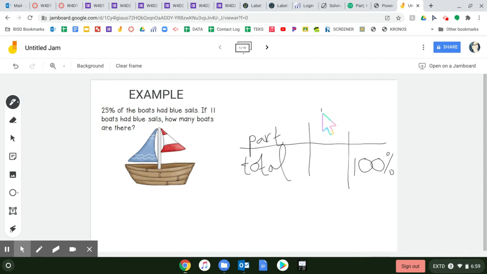So usually right here is going to be your part and total of the actual numbers. And then in this section of the proportion, it's really going to be your percentages. So I'm actually going to put a percentage sign right here, just so we know that's where the part of the percentage goes. The total percentage is 100. The part of the percentage will go right here.